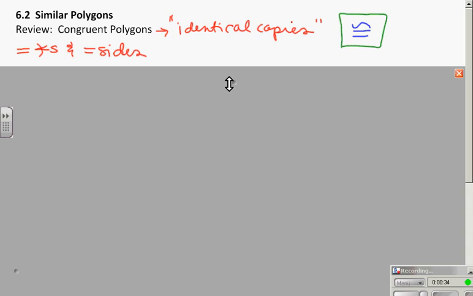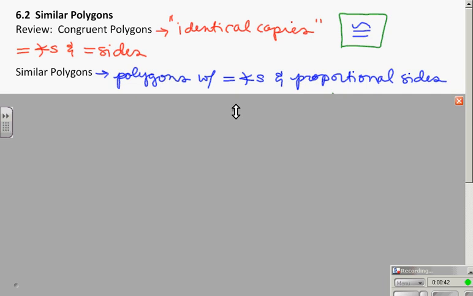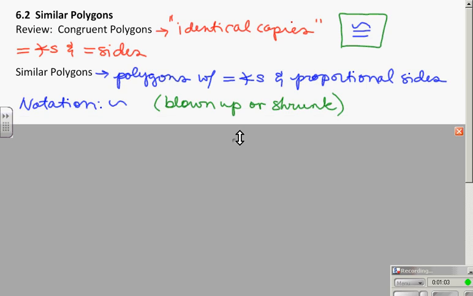But we could pick them up, flip them, turn them, slide them. They were exact copies. It's important to think about this when we talk about a similar polygon. Now, a similar polygon is going to be a polygon that has equal angles and proportional sides. So you're either going to blow everything up by a factor of 2, or you're going to shrink it all by a factor of 1/3, but it's uniformly blown up or shrunk. Our notation here is just the little squiggle, so it looks like the congruence one without the equal, and we're going to talk about similar being an aspect of being blown up or shrunk uniformly.